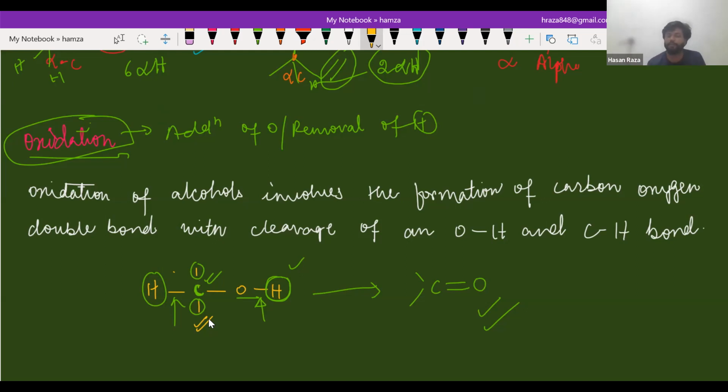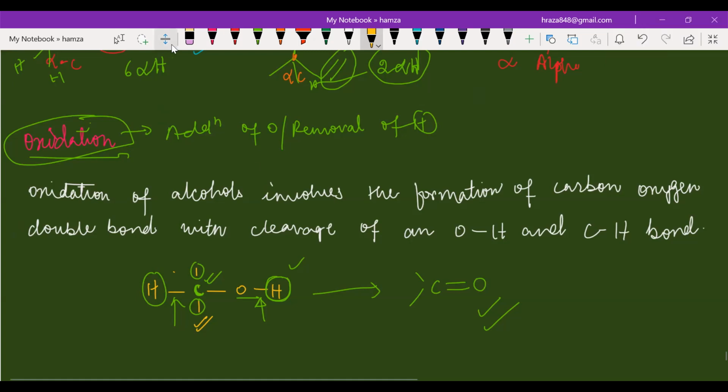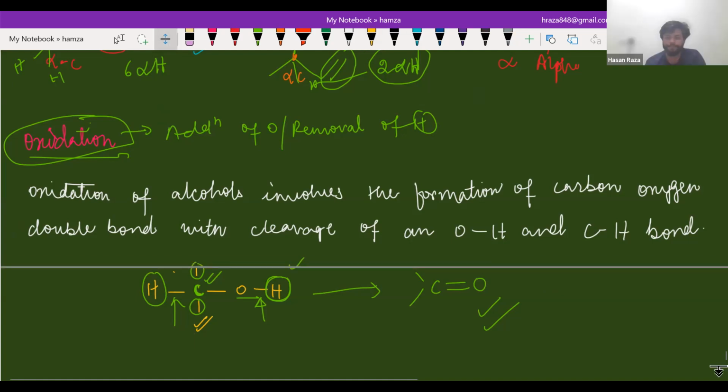So see, my point is that if you have primary alcohol, it will be converted into aldehyde. If you have secondary alcohol, it will be converted into ketone. You will see the example. See, I'm going to explain it again. First write it, then I'll take an example.